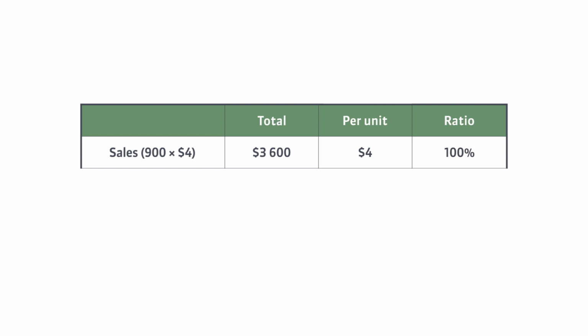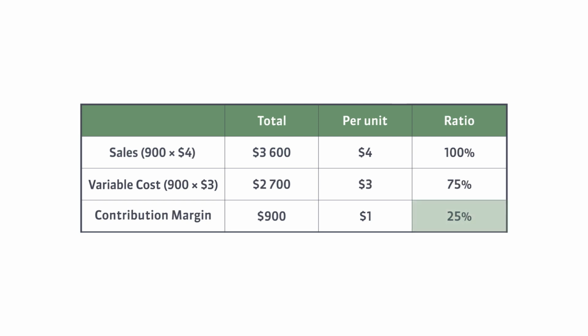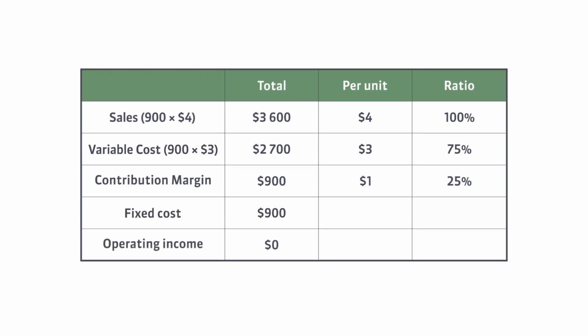Sounds too complicated? Let's see an example. We already know that the price of one ticket is $4. The cost of one ticket is $3. We can calculate the contribution margin now. As you can see, the contribution margin ratio is 25%. The calculations we did relate to the break-even point, so we know that the fixed cost must be $900. Now let's calculate the operating income for 1,500 tickets. As you can see, the operating income for 1,500 tickets sold is $600.